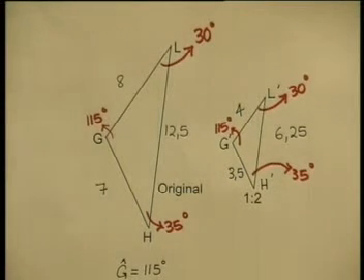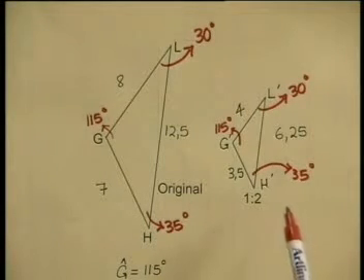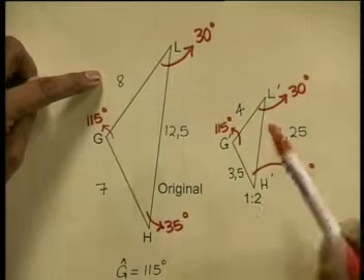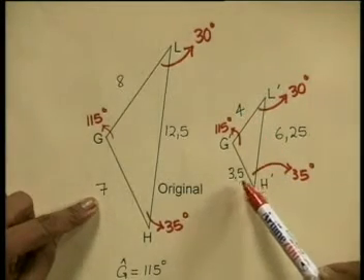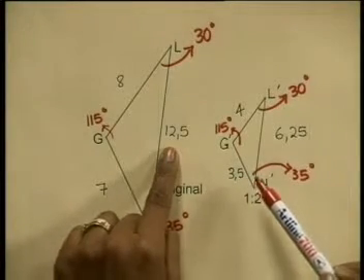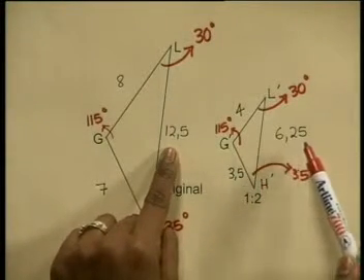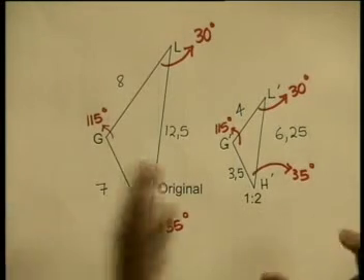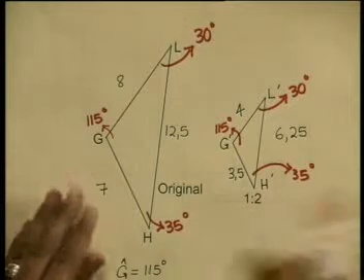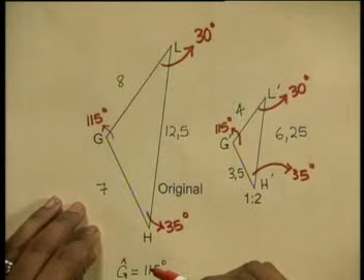So we see that the sides are also in proportion to one another. In this triangle we have 8. Here it is 4. In this triangle it is 7. In this one 3,5. Here 12,5 becomes 6,25. So we see this triangle is half the size of this triangle, or they are in the ratio 1:2.